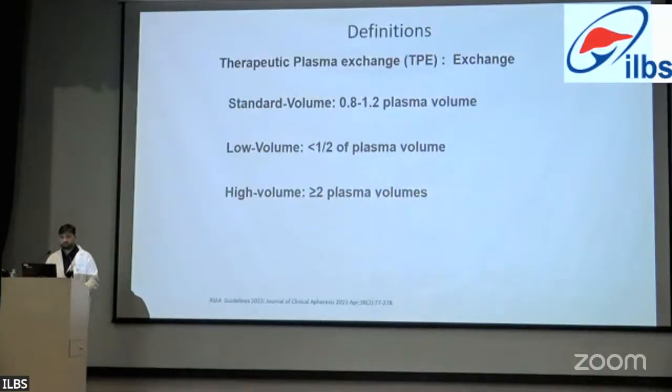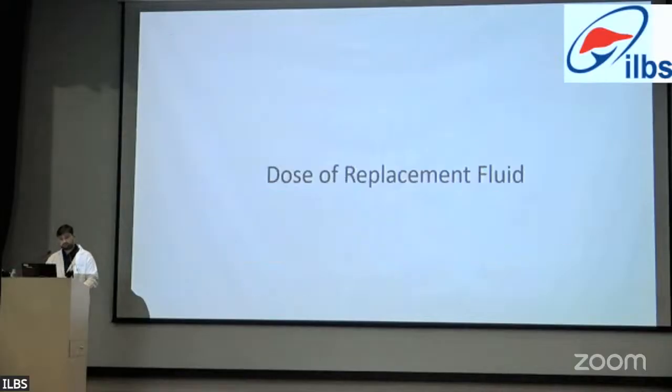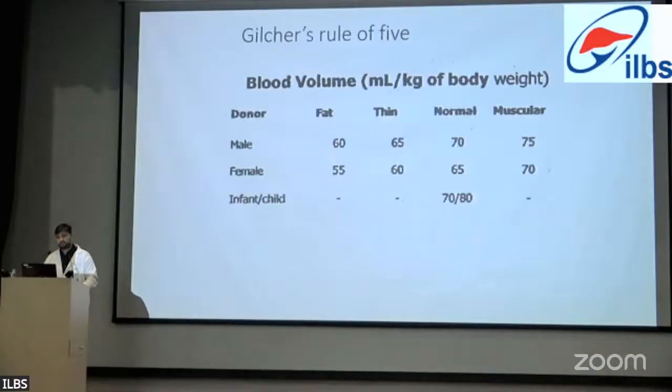A brief description about plasma exchange. In this study, standard volume plasma exchange was done, in which 1 to 1.2 times the plasma volume was replaced. Other types of plasma exchange are low volume and high volume plasma exchange. In our institute, the centrifugation method was used for therapeutic plasma exchange, which is better than the intermittent flow centrifugation method.